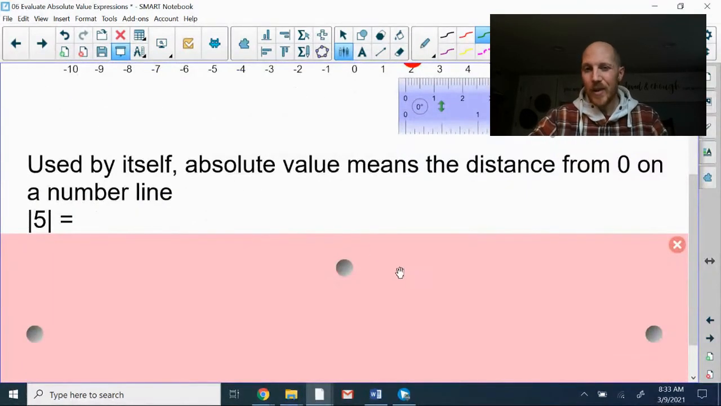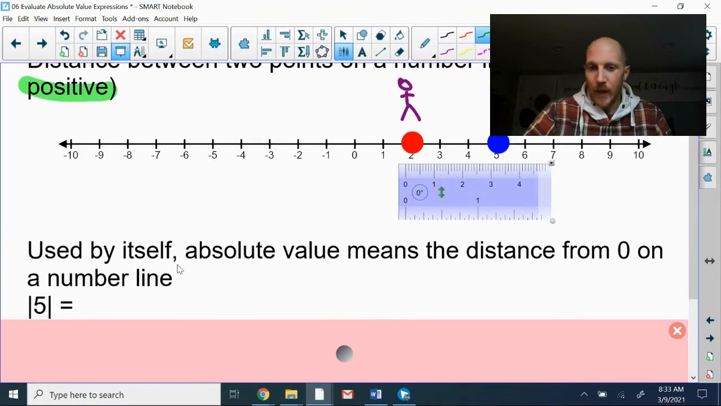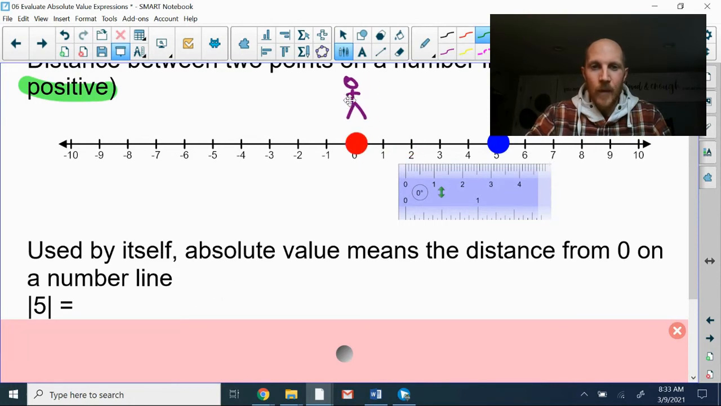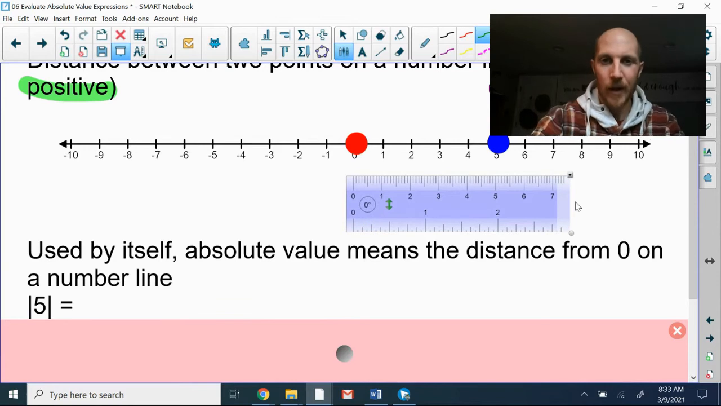It could even be the absolute value of an expression. But with the expression, we'll have to evaluate that first before we do absolute value. So when used by itself, absolute value means the distance from the point 0 on a number line. So if I illustrate the second sentence here, my second point is 0. And so then my little graph walker can start on the point 5, and we would just count how many spaces away from 0 on the number line is that blue dot 5, where my graph walker is at. And it's 5 spaces away.